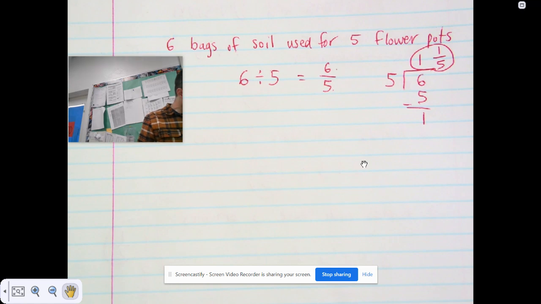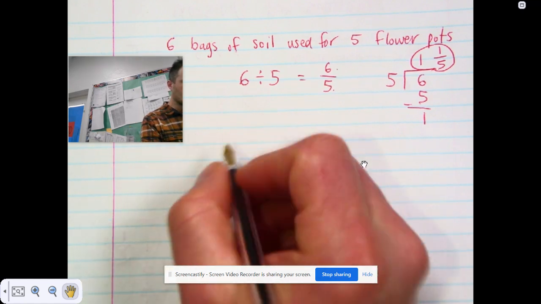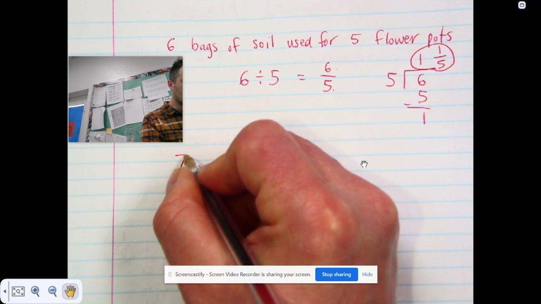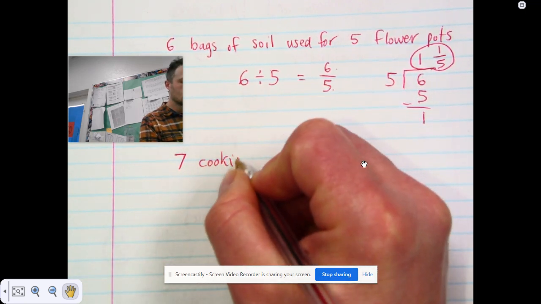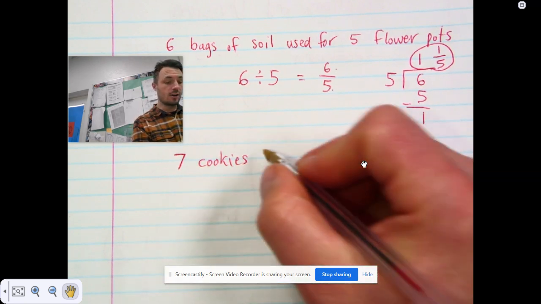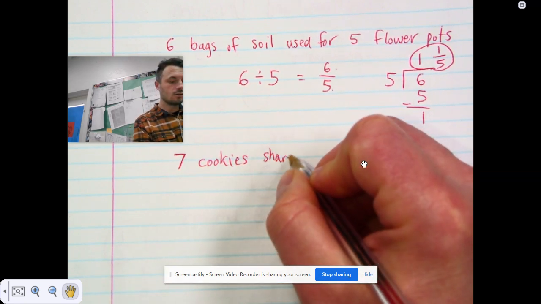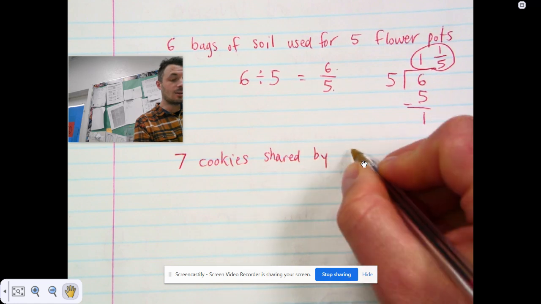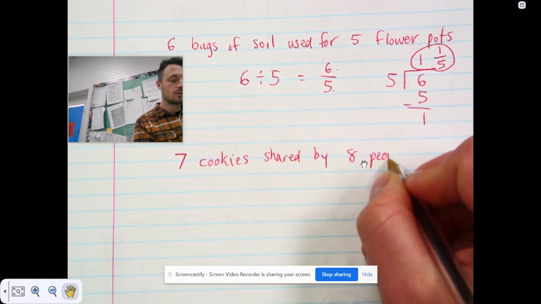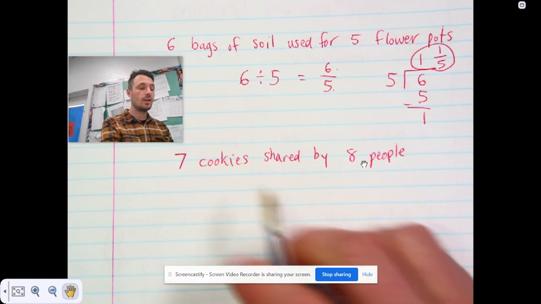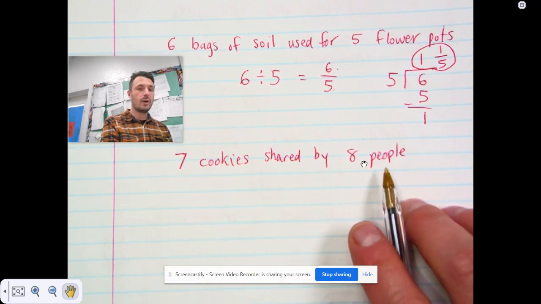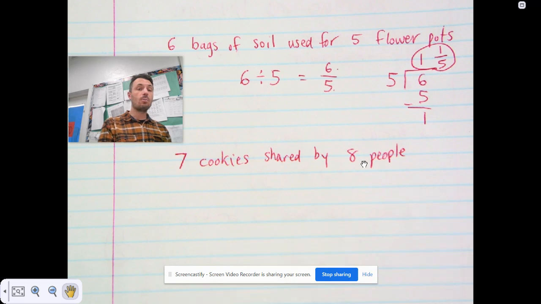Let's say there are 7, let's say cookies, and they're shared by 8 people. And they share them evenly. They break the cookies into pieces and share them evenly. 7 cookies shared by 8 people. How much of a cookie does each person get?